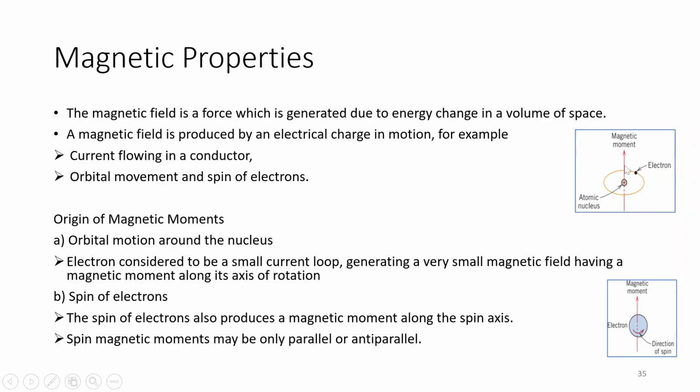Similar to the earth, which spins on its axis and also rotates around the sun, the electron does the same. The electron spins, so there is a direction of spin, and because of that there will be a magnetic moment as well. The spin of electrons also produces a magnetic moment along the spin axis, and these spin magnetic moments may be only parallel or anti-parallel.